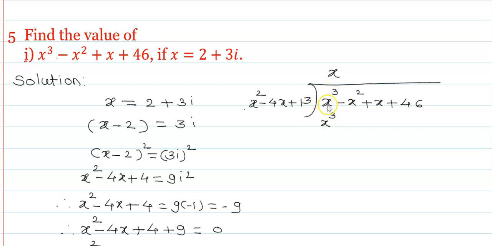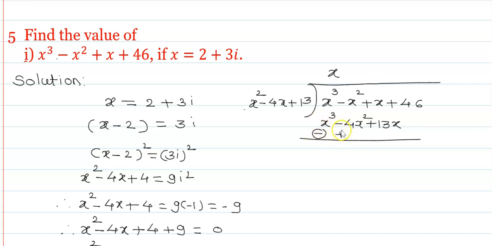Each time, we consider the first term, this first term and this first term. If I want x cube, then multiply this x square by x. That's the end. Therefore, x into x square means x cube. Then x into minus 4x, you are getting minus 4x square. x into 13 is 13x. And here, in division, we change the sign. This is plus, and hence it is a minus.